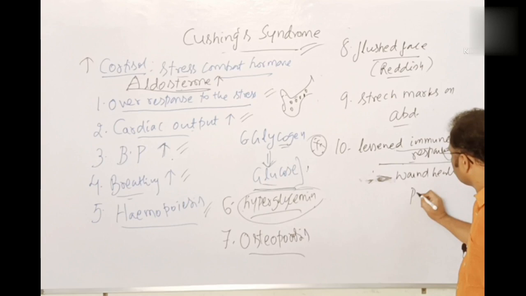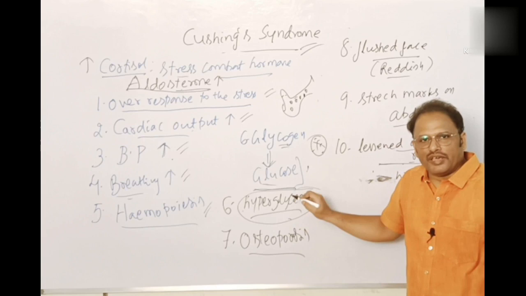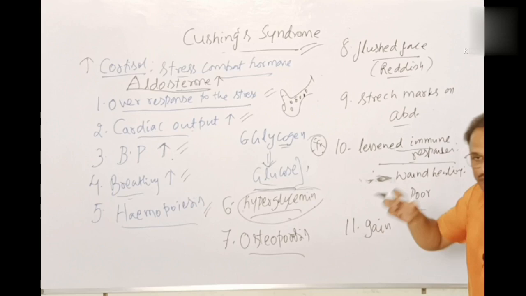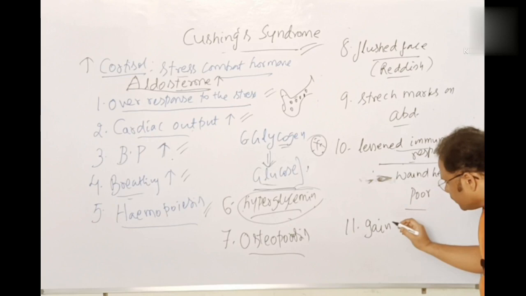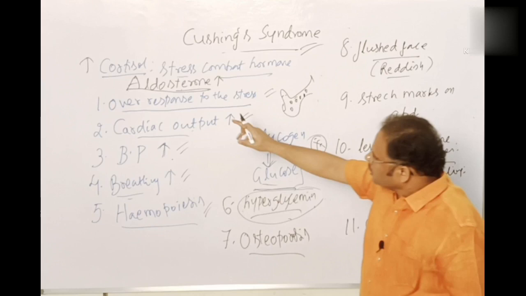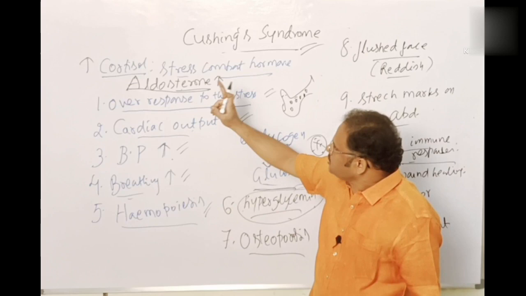And because of the hyperglycemia, there is a rapid gain of weight. The buffalo hump, isn't it? That's what I told you. Pendulous abdomen, isn't it? There is a rapid gain of weight here. So these are the symptoms of which one? Cushing syndrome. Cushing syndrome is because of the increased levels of cortisol and aldosterone, that is, hypersecretion of these hormones.